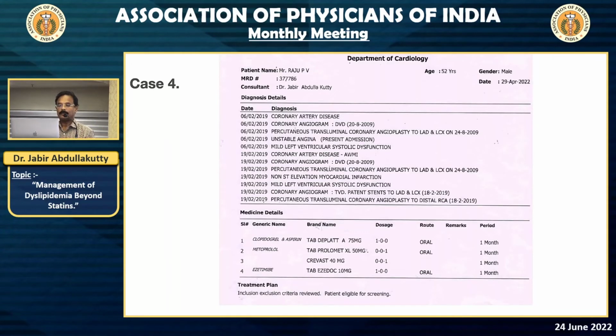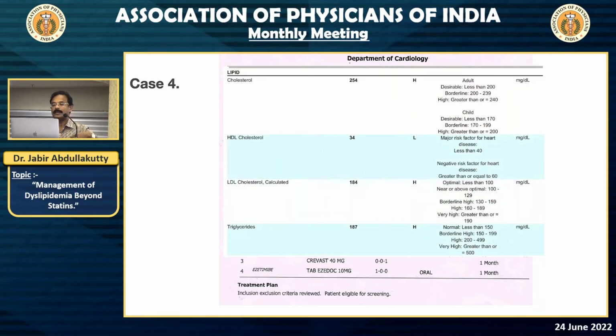So the case 4, the last one I am showing is, this is a patient who had multiple events, initial stenting followed by re-stenting followed by re-ACS. So he had multiple times recurrent atherosclerotic cardiovascular events. That is the highest risk of patients with atherosclerotic cardiovascular disease. His cholesterol level we tried to control with 40 milligram of rosuvastatin and 10 milligram of ezetimibe. And this is the last LDL. On this drug, his LDL cholesterol level is 184 and triglyceride is 187 with a low HDL of 34.